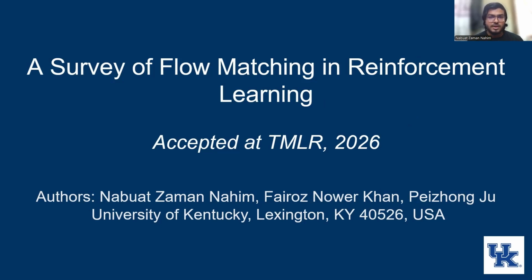So, first of all, the main motivation for our survey is that flow matching methods in reinforcement learning are growing very rapidly. So, a unified taxonomy connecting these different approaches would be helpful for researchers interested in this area. So, our purpose is to provide a clear roadmap for understanding how flow matching is being used in RL, how the different methods work, how they differ with each other, and where the field is currently heading.